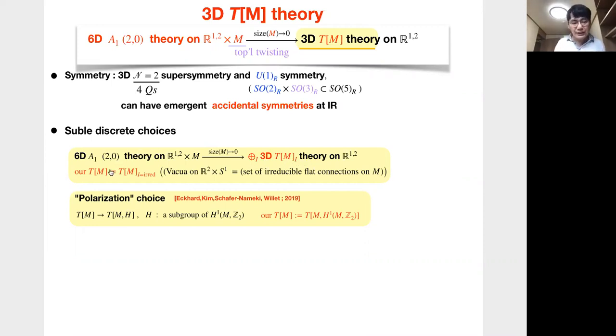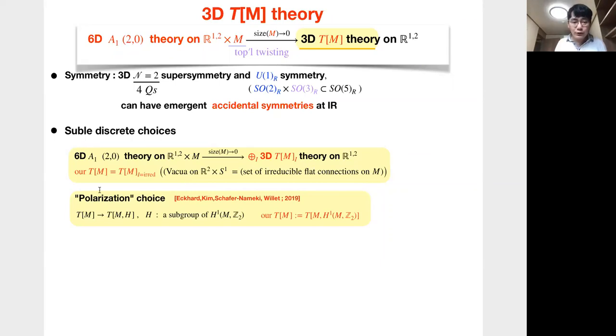And in our choices, I choose one particular choice of this theory, which is usually called the irreducible component. This is called the irreducible component in the sense that if we compactify this theory on S1, the vacua of this theory are given by the set of irreducible flat connections on the three-manifold. So this is very technical, but you can just think that we are choosing some particular branch of the compactification to specify this theory uniquely.